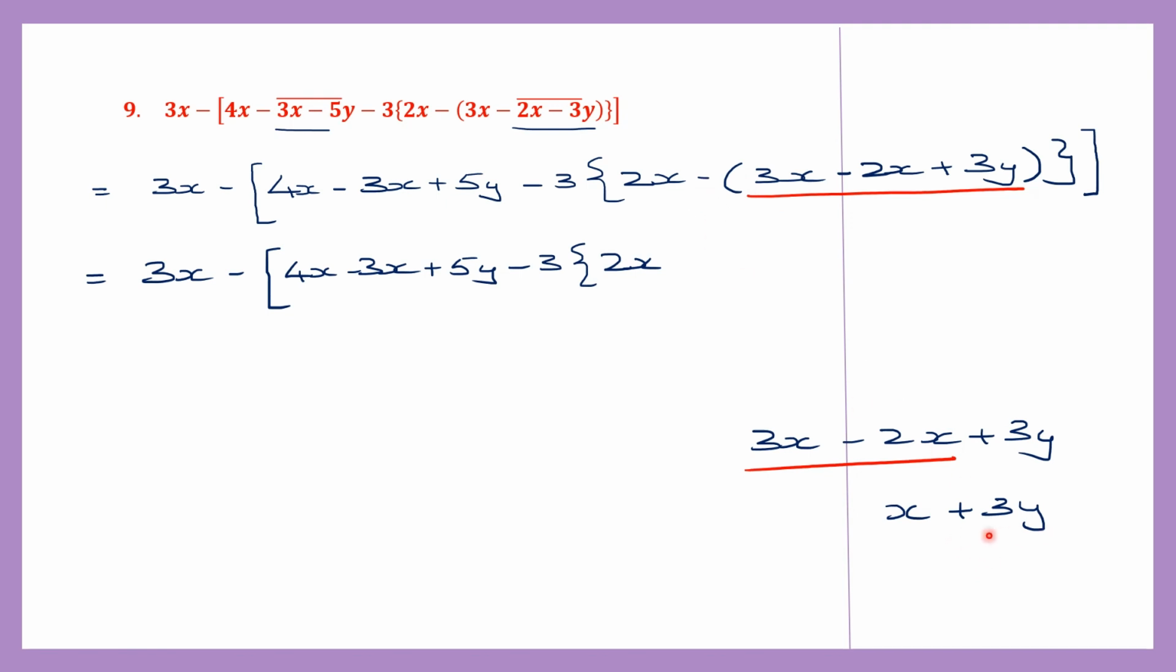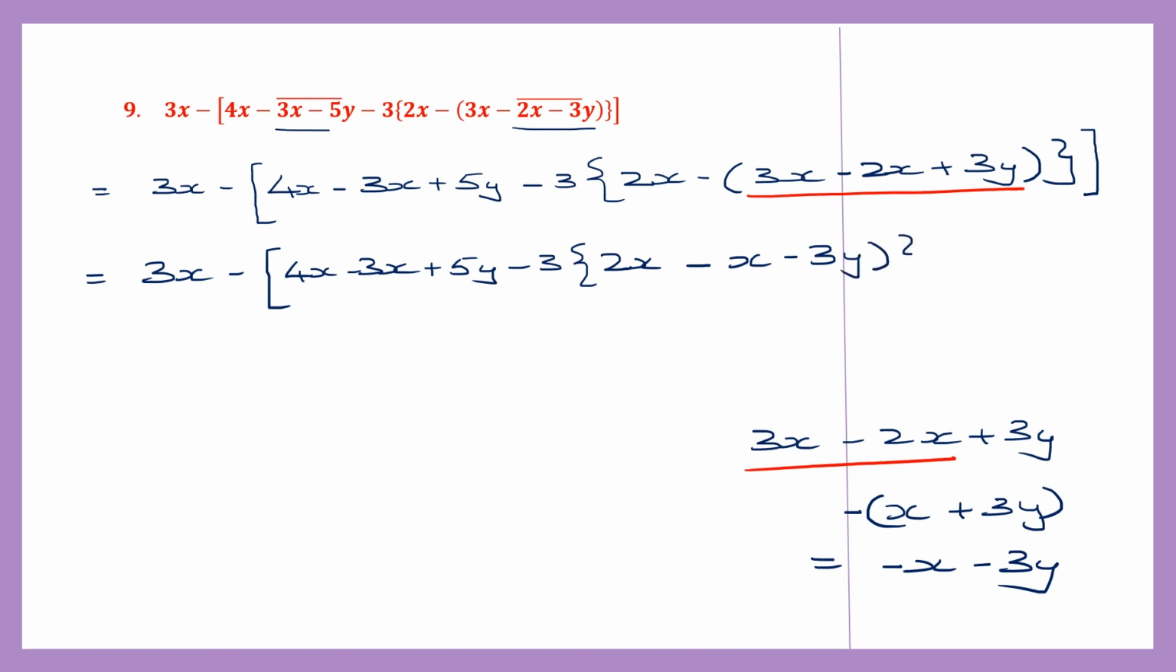That means the sign of all these will change. So let's put it like this. Now change the sign, so it becomes minus x minus 3y. So here, after we remove these brackets, we got minus x minus 3y, which we can write here. So let's write that there. So that is minus x minus 3y.